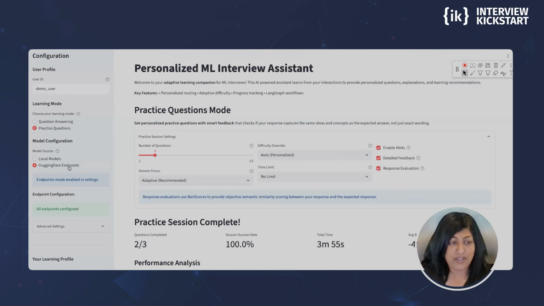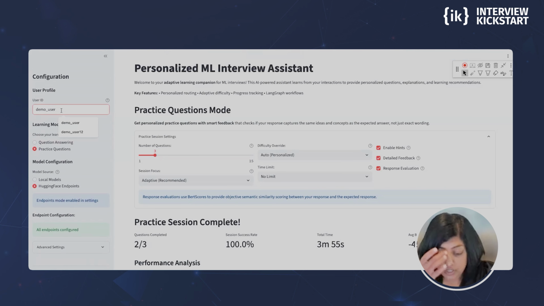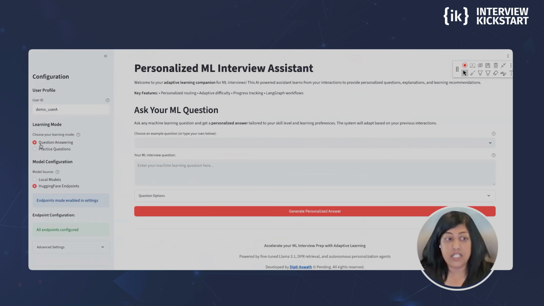So I wanted to briefly explain why I chose this option over the other. Okay. And yeah, I think I've covered it. Let me choose another user, switch to being another user. Let me call it demo user. And this is a brand new user. Let's get to their question answering mode.